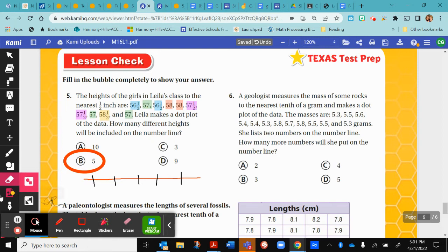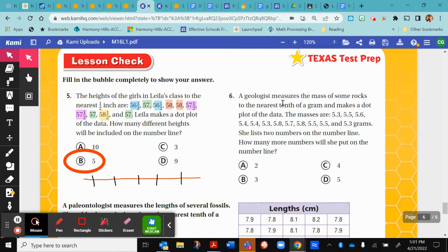Let's go ahead and go to the next one. So do you understand how you did that? I represented it with 5 different colors, and we're going to have 5 different hash marks or numbers on our number line. Number 6. A geologist.